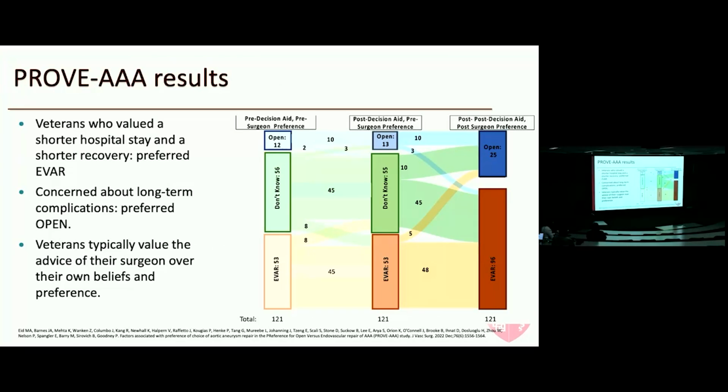What was interesting also is, what were the factors that influenced the choice of the repair? A majority of the patients actually did not have a preference. They came in undifferentiated. Even after the decision aid, a lot of them stayed undifferentiated. And one of the factors for why patients preferred open repair was that they were concerned about long-term reinterventions and complications. And those who valued a shorter hospital stay and shorter recovery preferred EVAR. But knowing that a lot of patients didn't know, pre and post decision aid, one of the biggest factors was the advice of the surgeon, and that was very important.